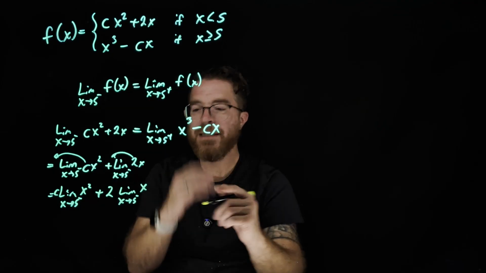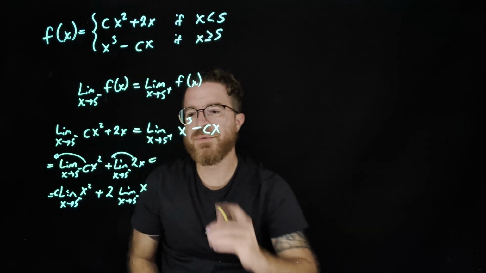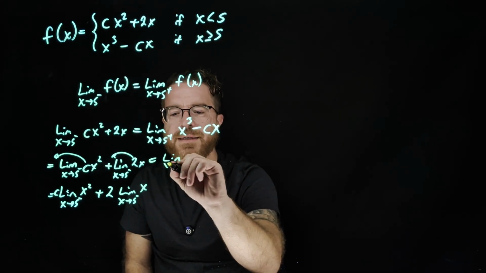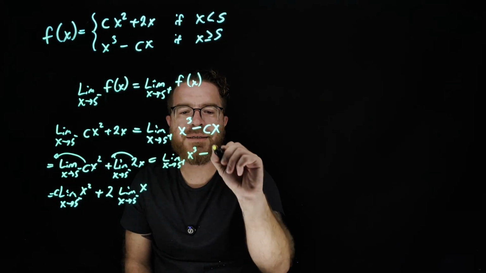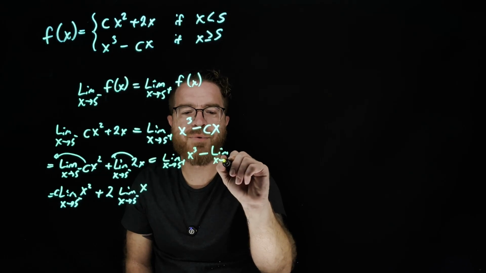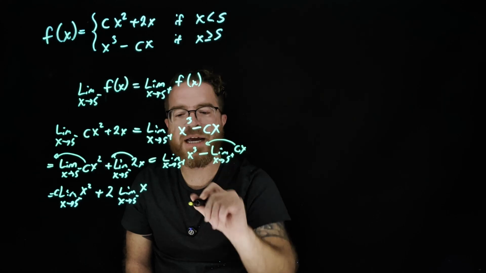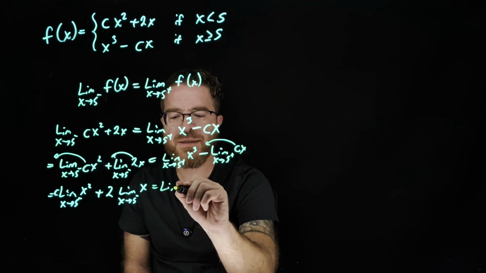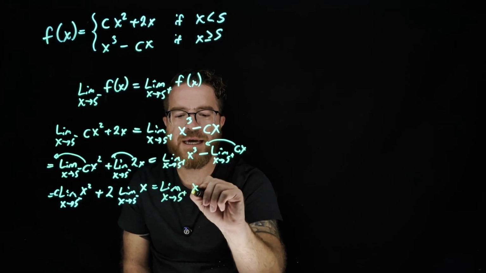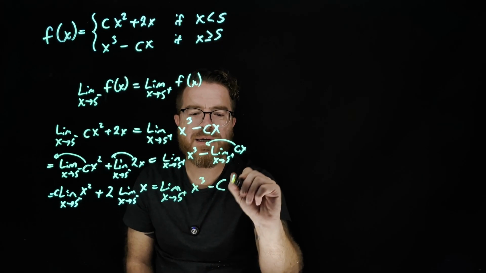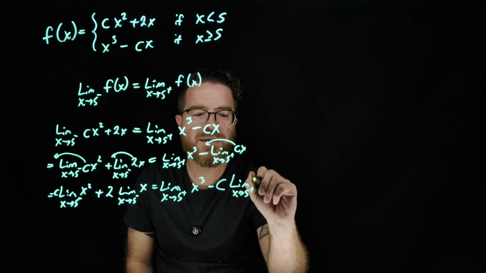Now, if we look at the right side, it's going to be the same idea. I can take the limit of the first term minus the limit of the second term. So this is going to be the limit as x approaches 5 from the right of x cubed, minus the limit as x approaches 5 from the right of cx. Now, because I have this constant in front, I can pull this out. This is going to be equal to the limit as x approaches 5 from the right of x cubed minus c times the limit as x approaches 5 from the right of x.